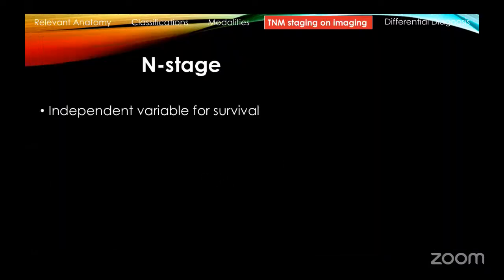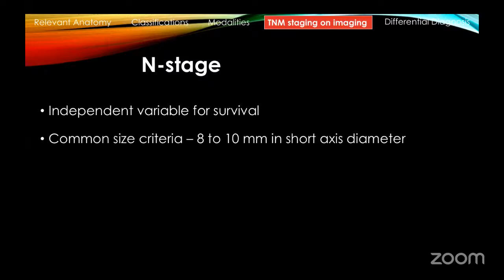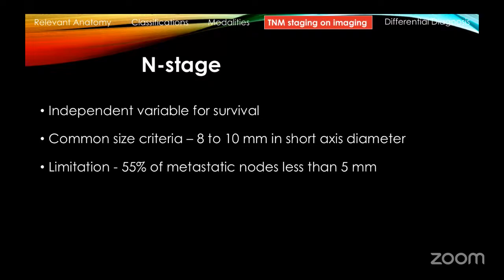Coming to the N staging, the N stage is an independent variable for survival, where the common size criteria that we consider are 8 or 8 to 10 mm in short axis diameter. The limitation here is that nearly 50% of metastatic nodes do not meet this criteria. They are in fact less than 5 mm but they do end up having microscopic metastasis on histopathology.